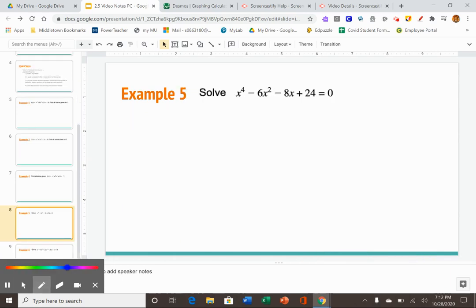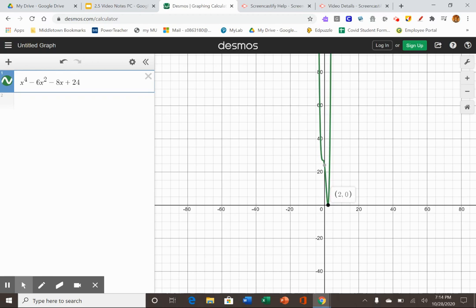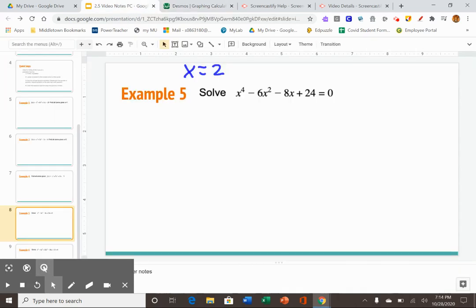All right, the next one we're going to do, this one's a little different because it is x to the fourth minus 6x squared minus 8x plus 24. So if you go to Desmos and type this in, you should get a whole number root of x equals 2. Let's just check that real quick. All right, so when you look at Desmos, you're going to notice that there is only one real root there, but we're going to keep going, and it'll make more sense as we get to the end. So we check Desmos. We're going to use 2. We're going to see what's going on with the other ones.